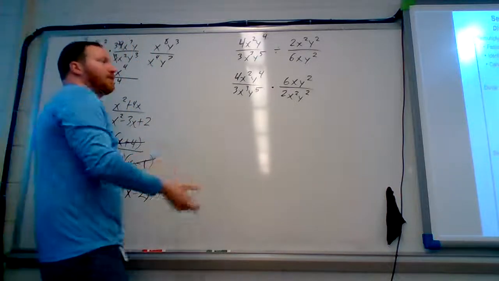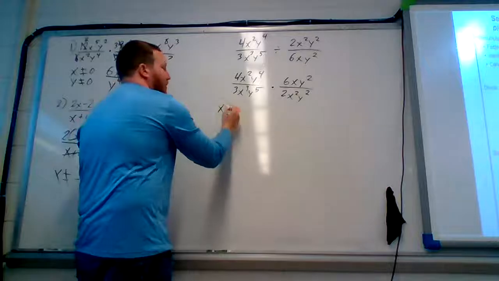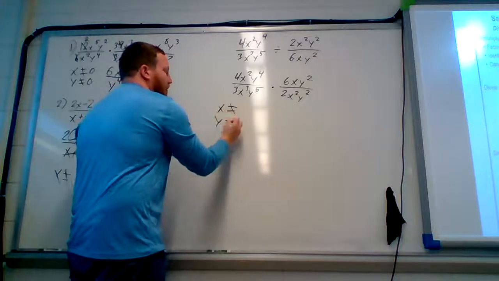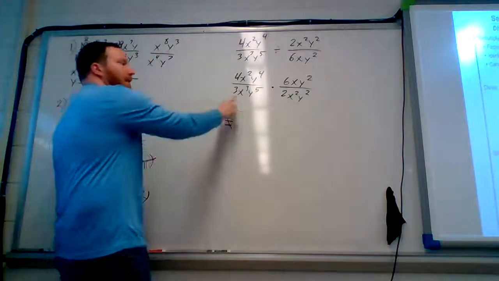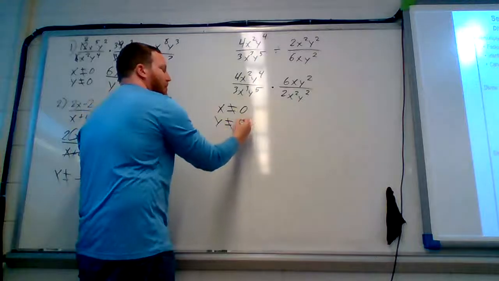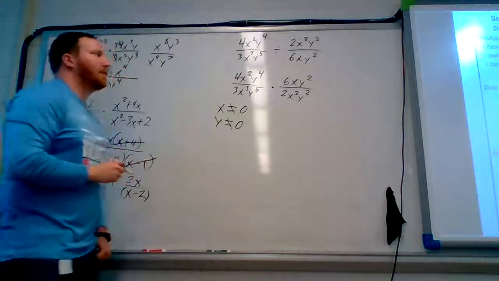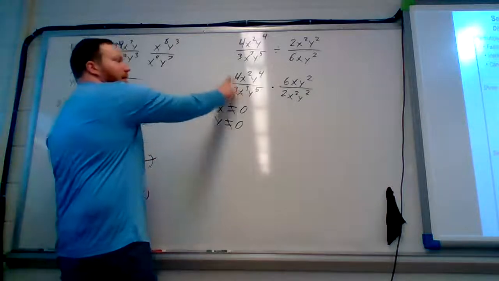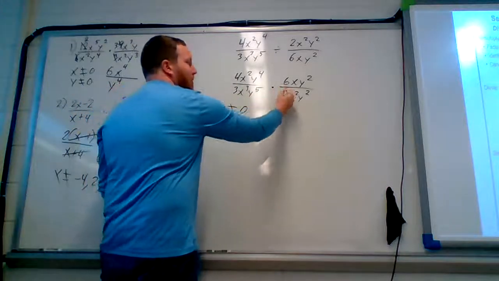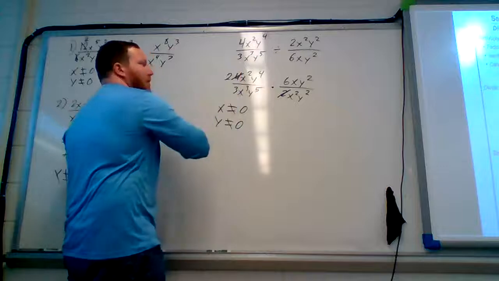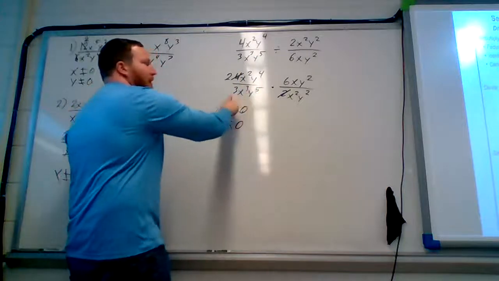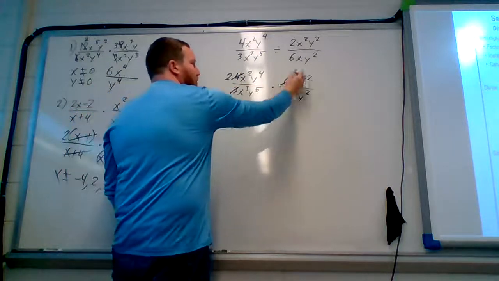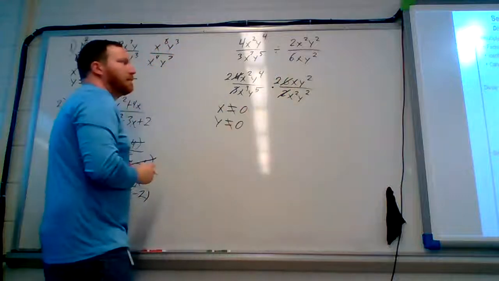Then we would factor it. We cannot factor it. So we can go ahead and put our excluded values. So in this case, x again cannot equal 0 because we're multiplying, same with our y. And then we can start canceling things out. I've got 4 divided by a 2. Leaves us with 2 on the top. 6 divided by 3. Leaves us with another 2 on the top.